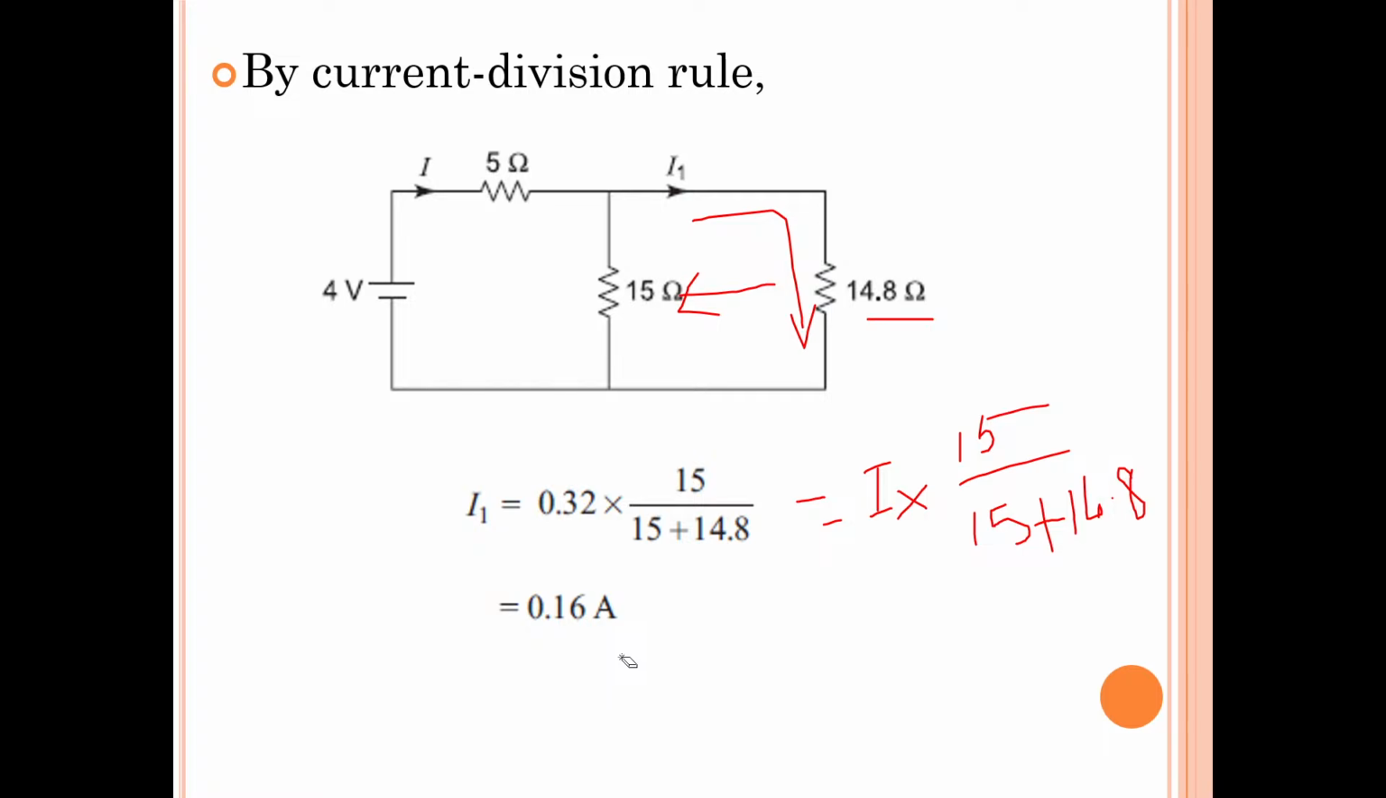I1 is 0.16 amperes. So if you know I1, what can you determine? You can determine the current flowing through the 8 ohms resistor. So this is it. Just write it down, copy it down. You can mention the answers in the chat box if you are calculating.